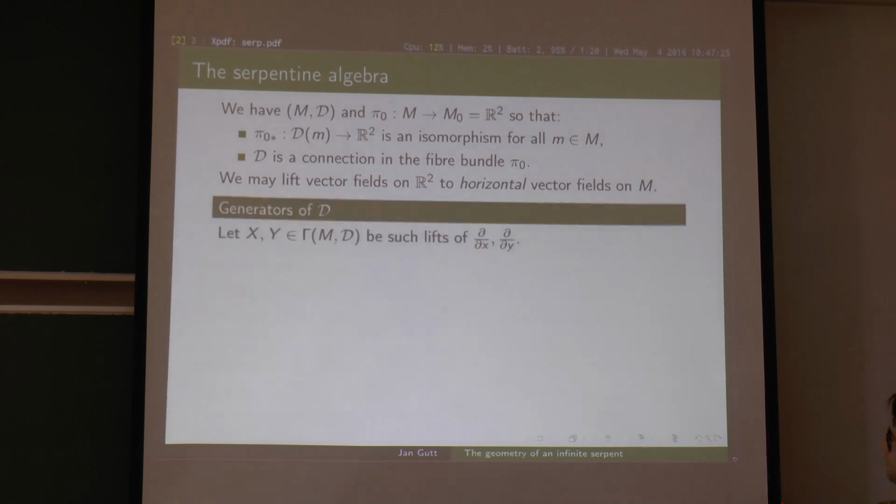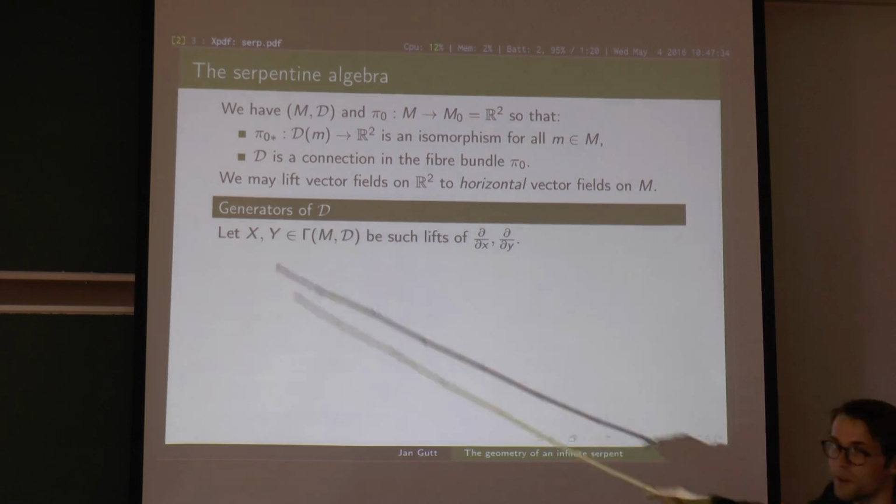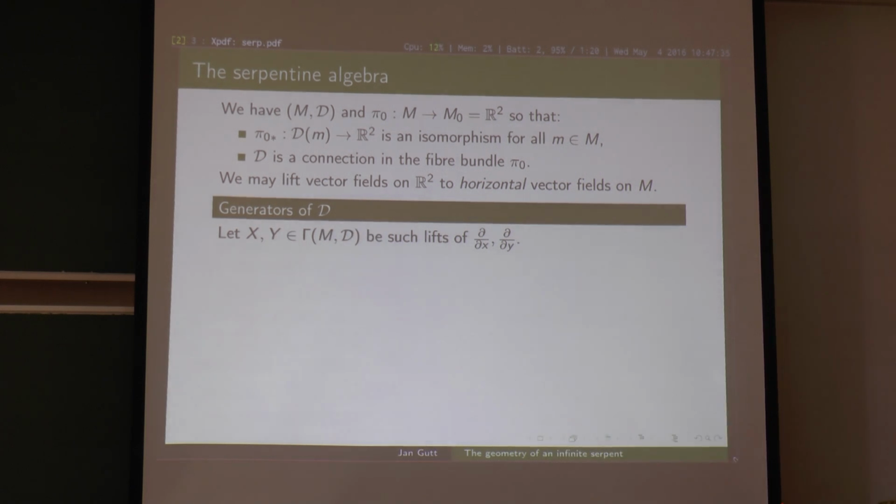So now, the simplest vector fields on R2 are just the coordinate vector fields. And I lift them to things that I call X and Y. So capital X and Y are some vector fields on this infinite dimensional configuration space, and they span the distribution D. So I call them the generators of D. So in order to understand this distribution, what I can do is to start taking Lie brackets of those two vector fields. So I'm going to do it.